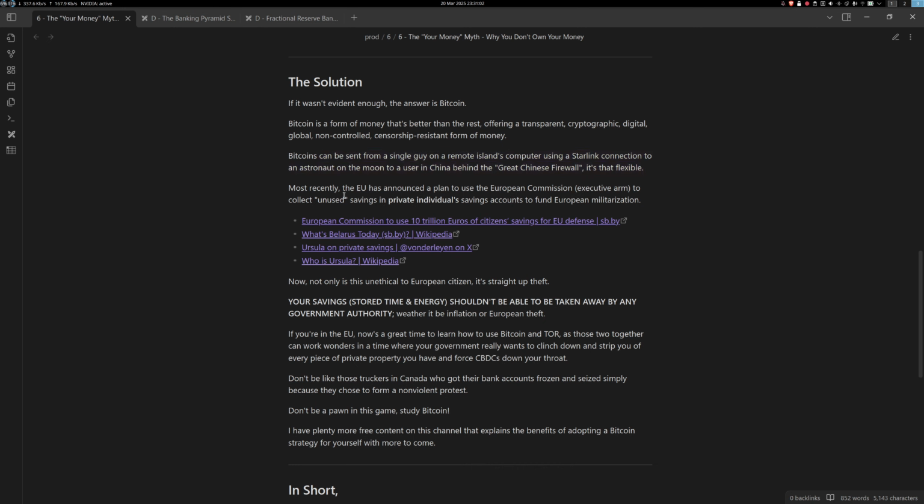Now, most recently, the EU has announced a plan to use the European Commission, which is the executive arm, the top arm of the European government, to collect quote-unquote unused savings in private individuals' accounts to fund European militarization. So what that means, if you're a European citizen and you have money in a savings account, they want to take it so they can militarize their union. So they're taking money out of your savings account without your permission.